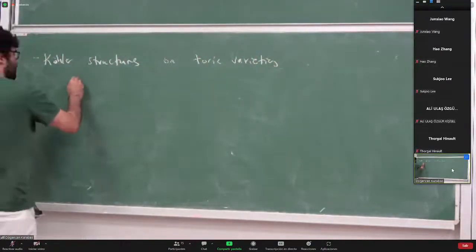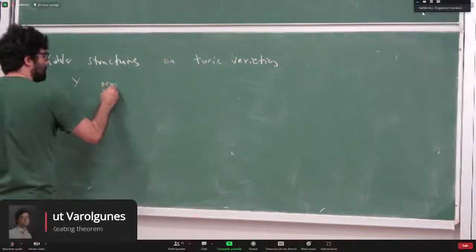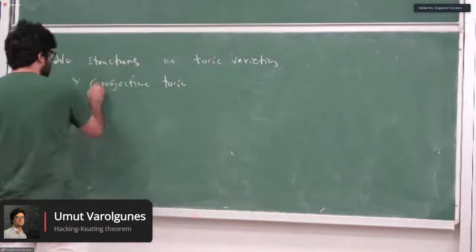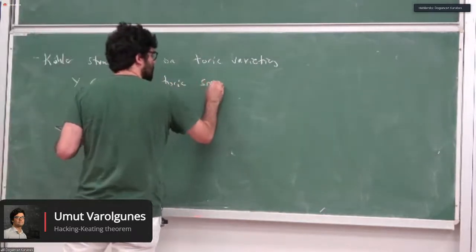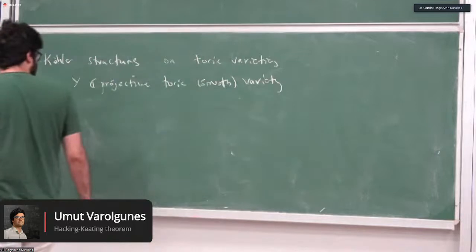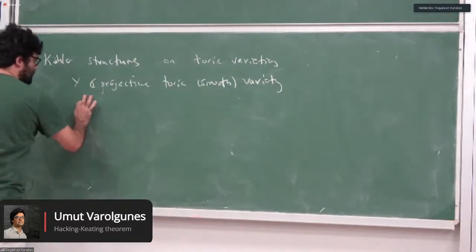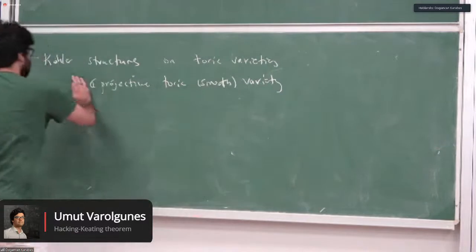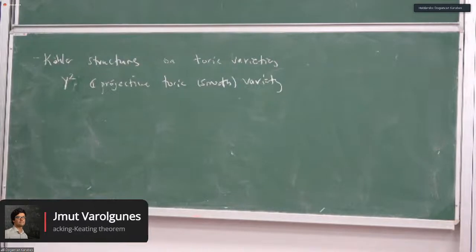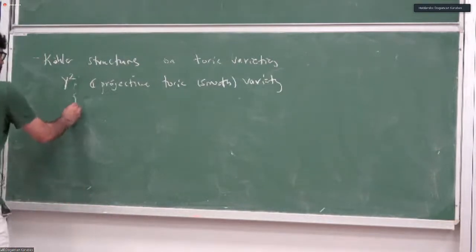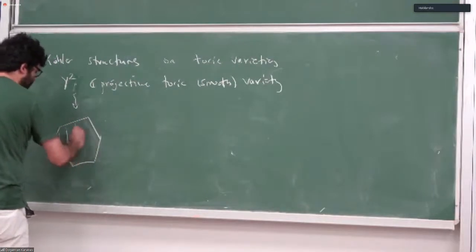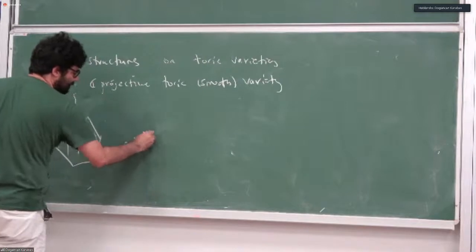I will just say, if you have a Y, which is a complex projective toric smooth variety, you can get from this, and let's also just say it's 2D, so it's a surface, just because that's the case that we're going to be interested in later on. To this, you can associate a polygon, a convex polygon inside R2.